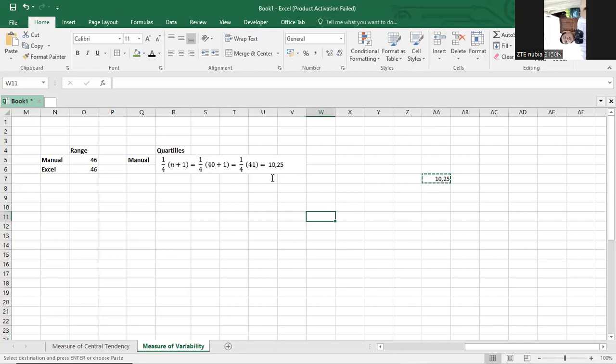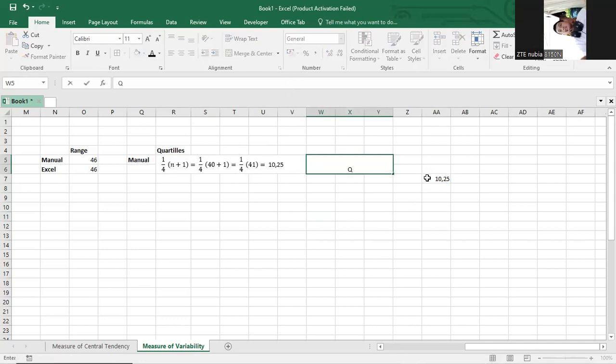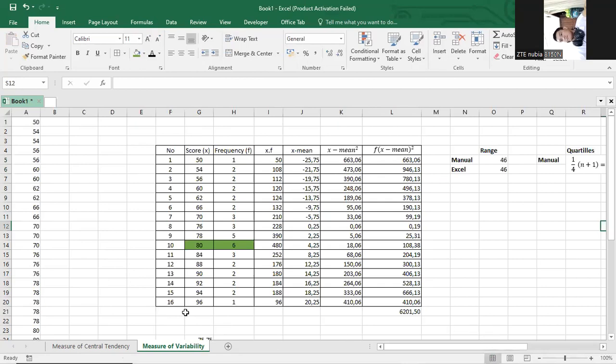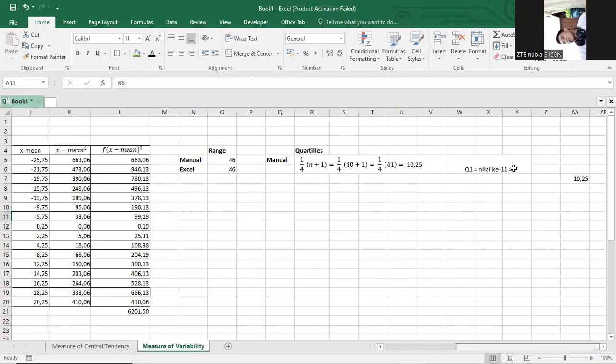And this is not yet the value of quartile 1. What we have to do is round up. And we will look for the data after we have rounded it up, from quartile 2. So Q1 here equals the 11th value. So we look at column A, and the 11th value is 66. So the quartile 1 is 66.